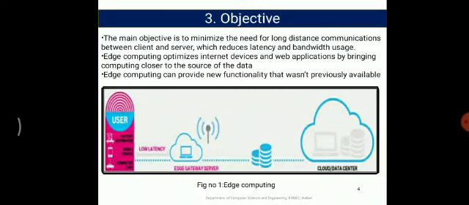Next comes the objective. The two main challenges of cloud computing were high latency and data privacy. In order to solve these two challenges, the main objective of edge computing is to minimize the need for long-distance communications between the client and the server, which reduces the latency and the bandwidth usage. Edge computing optimizes internet devices and web applications by bringing computing closer to the source of the data. Edge computing can provide new functionality that wasn't previously available.